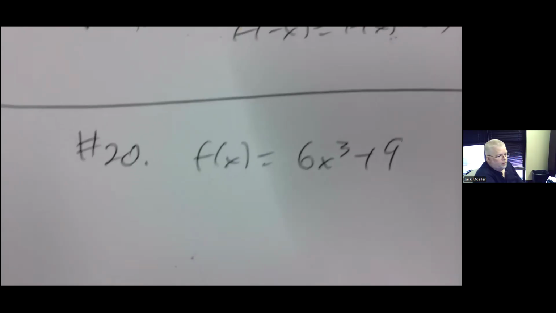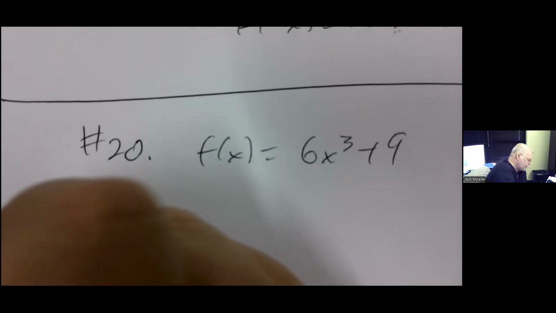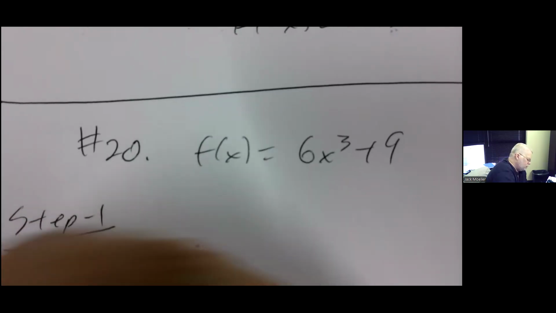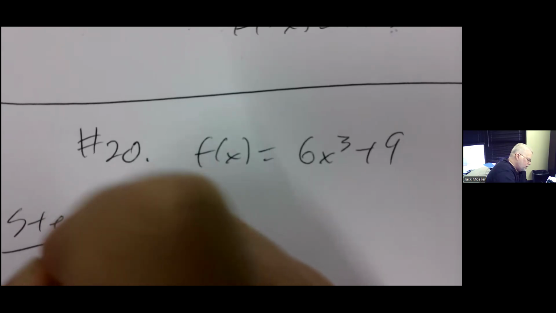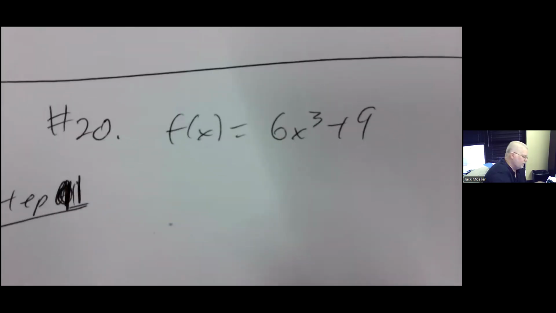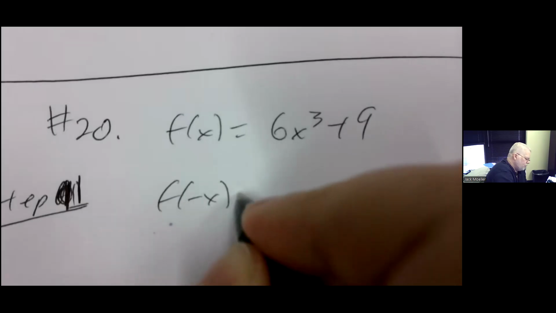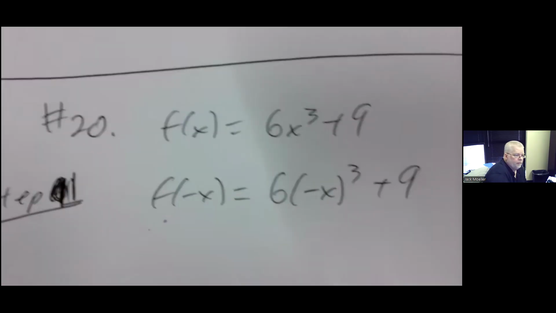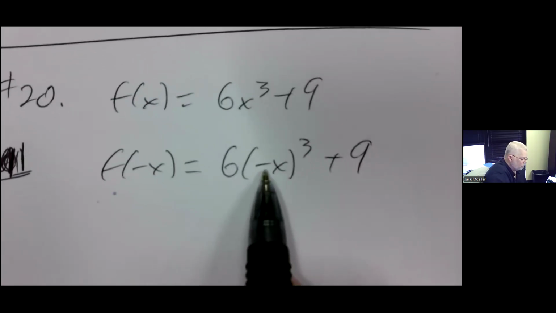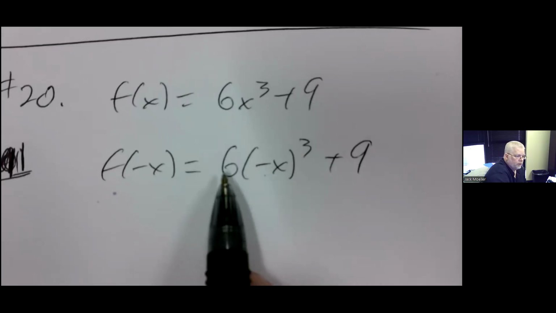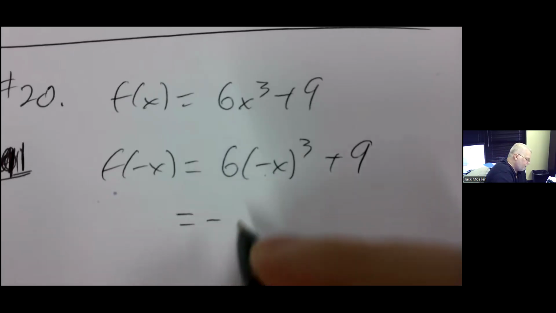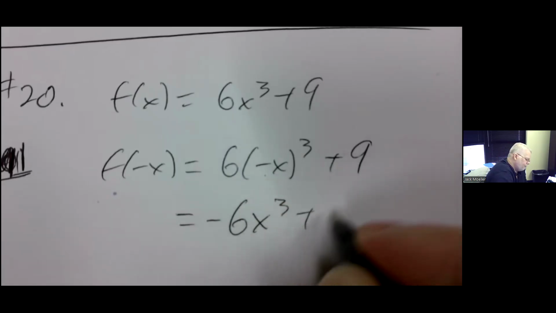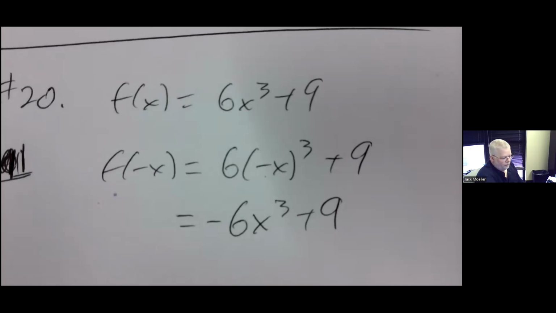Okay, so step one is put in negative x. Not step -1, step one. So f of negative x is 6 times negative x cubed plus 9. So now we clean that up. So overall, is this positive or negative? Well, we have three negatives overall, so this is a negative. All right, so that's step one.